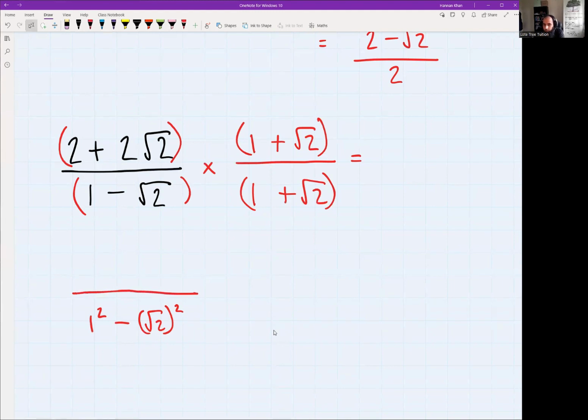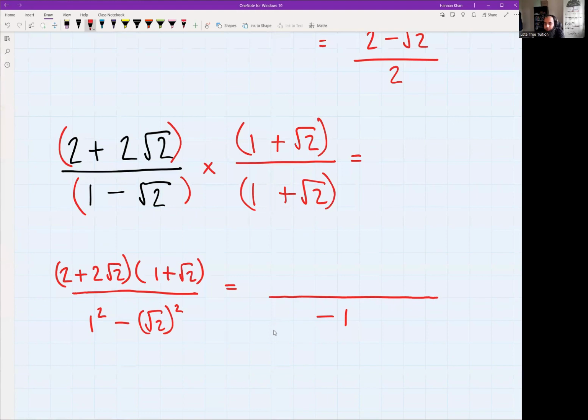Okay, and on the top we're going to have 2 plus 2 root 2 times 1 plus root 2. So the bottom is pretty straightforward, I guess. What are you going to get if you do that? Well, 1 squared is 1, 1 minus 2 is minus 1. So on the bottom we're just going to have minus 1.